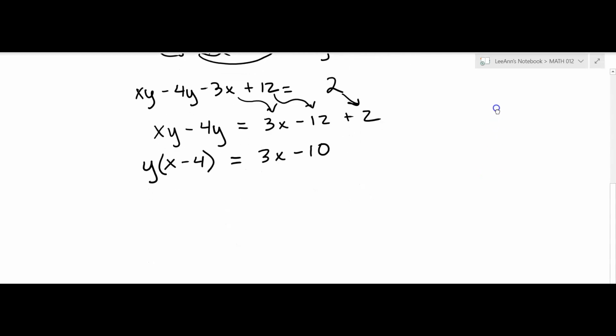And there's probably more than one way to do this problem, but this is one way to do it. Okay, now I just need to get y by itself, so I'm going to divide both sides by the x minus 4. So I get y equals 3x minus 10 over x minus 4. That gets the y by itself.